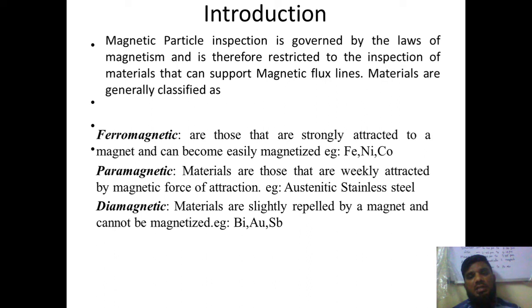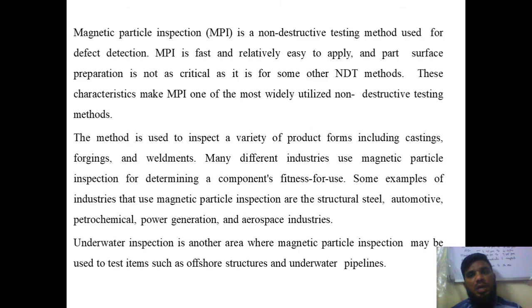Another type is paramagnetic substances. Paramagnetic substances are those which can be magnetized easily. These materials are weakly attracted by magnetic forces of attraction, especially austenitic stainless steel. Diamagnetic materials are slightly repelled by a magnet and cannot be magnetized. They will generally be repelled. Whereas paramagnetic materials are weakly attracted, we can make them magnetized when we apply some kind of magnetic operations on them.